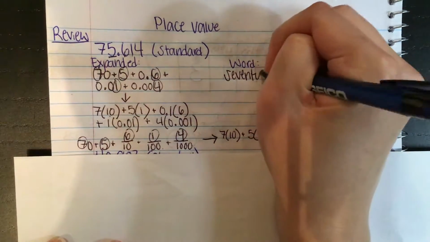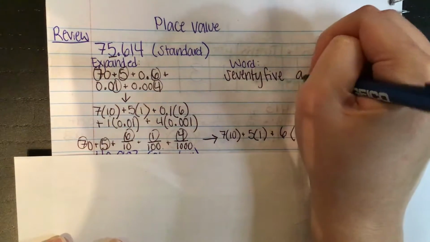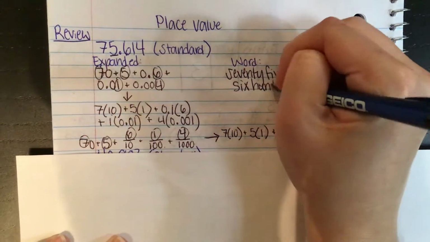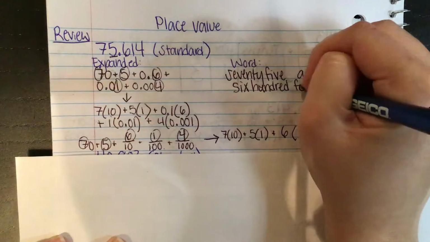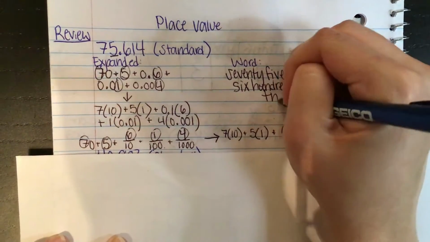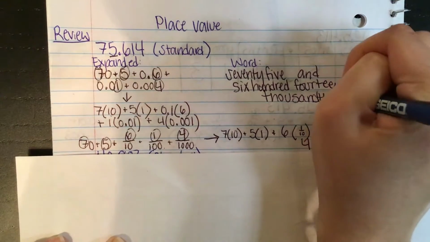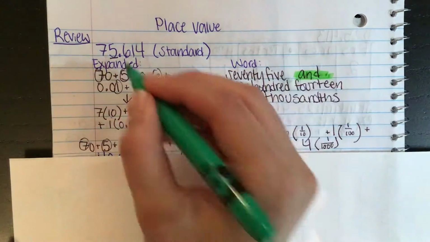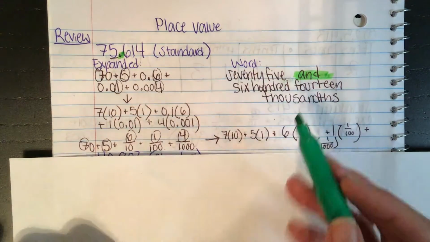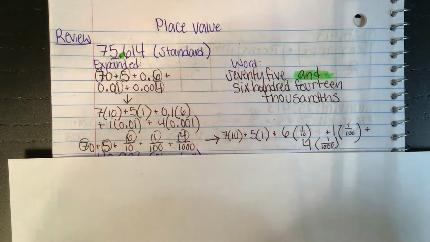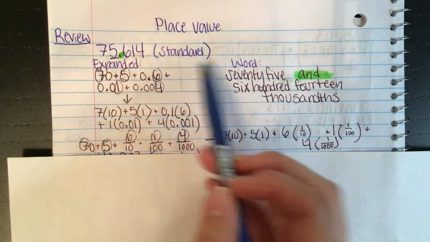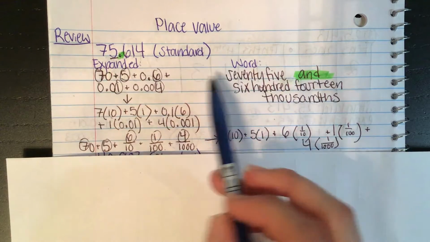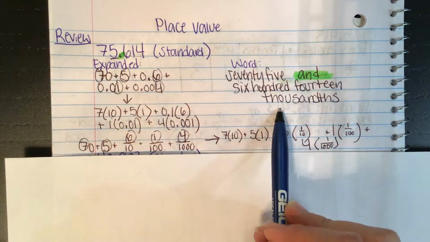Hopefully, you and your partner came up with 75 and 614 thousandths. The key word that we were practicing is and. When we see a decimal point, we say the word and. We do not say 614 because that would mean we have another decimal place in there, and that's not right. So 75 and 614 thousandths.